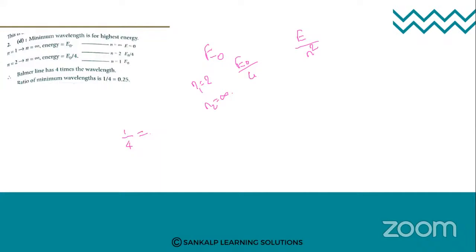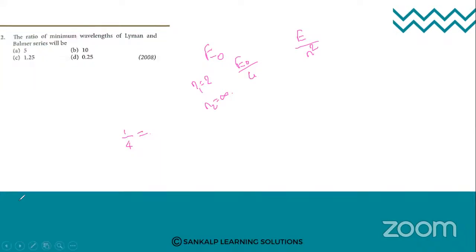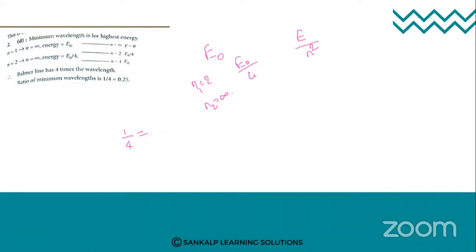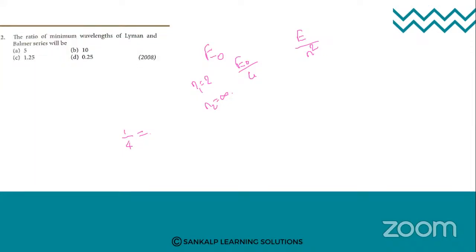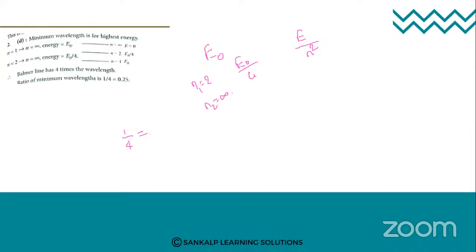So here options are given like 5, 10, 1.25, 0.25, like that. So 1 by 4, if you simplify, it will be 0.25. It will be 0.25. If any doubt is there in this question, you can ask. Here they are asking the ratio of the minimum wavelength. So when they say minimum wavelength, it will be n2 is equal to infinity.